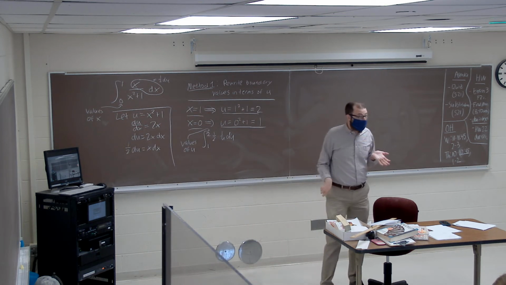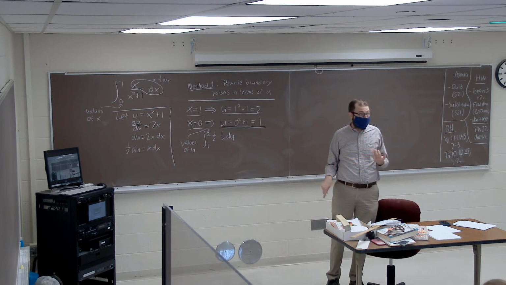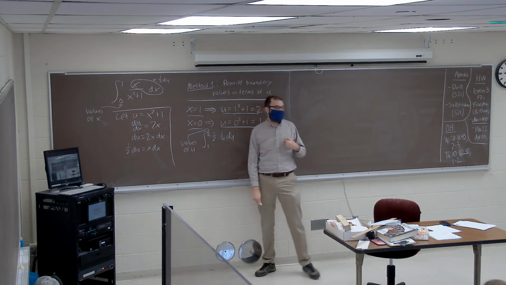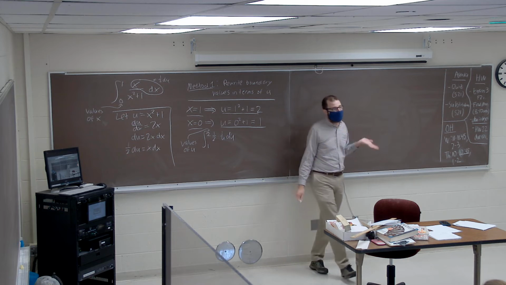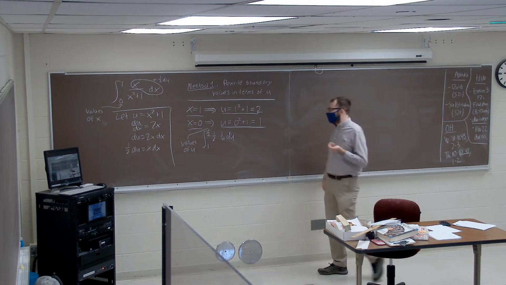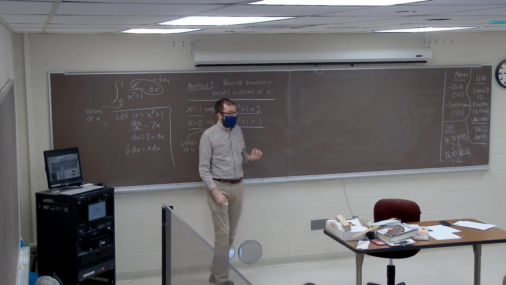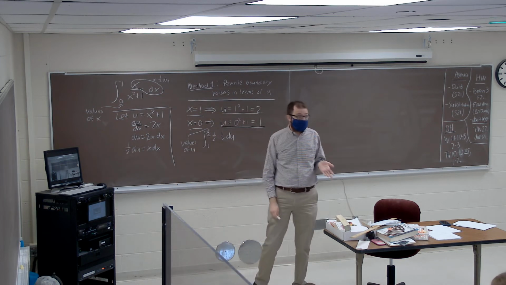In changing our integral to be an integral in terms of a new variable u, we not only have to take the x dx divided by x squared plus 1 stuff and write that in terms of u, we're also taking the values we're integrating between and writing those in terms of u as well.